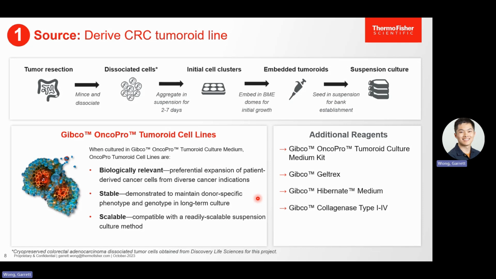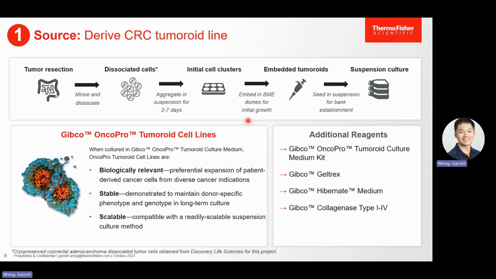In this experiment, the tumoroid cell lines were derived from dissociated tumor cells from primary colorectal tumors. In this process, the cells were allowed to reaggregate over 2 to 7 days. And then once they have clustered, they were embedded into basement membrane extracts for the initial growth.